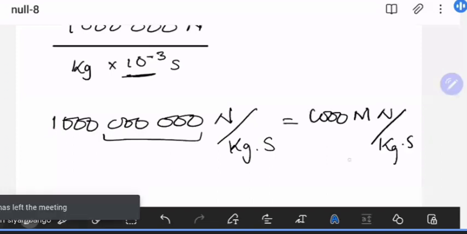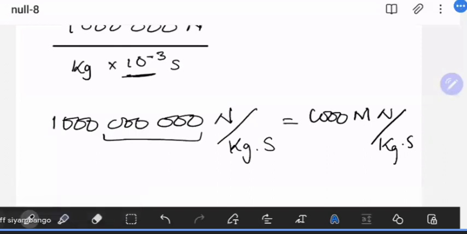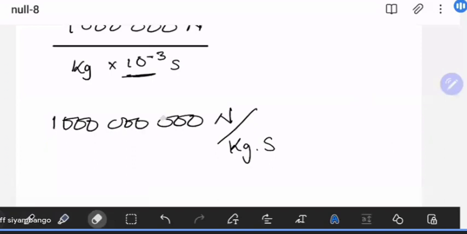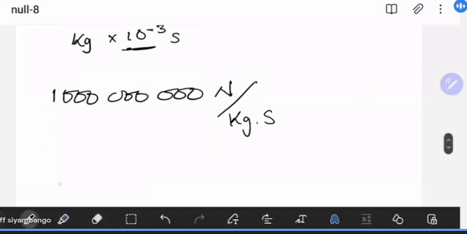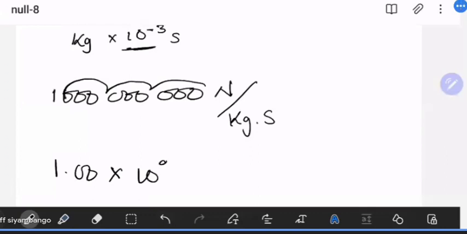But again, that statement to say that they want the answer in SI might do you injustice there. So you might want to either write it like this or maybe write it in scientific notation and say this is 1.00 by 10 to the power 9 newton per kg second.